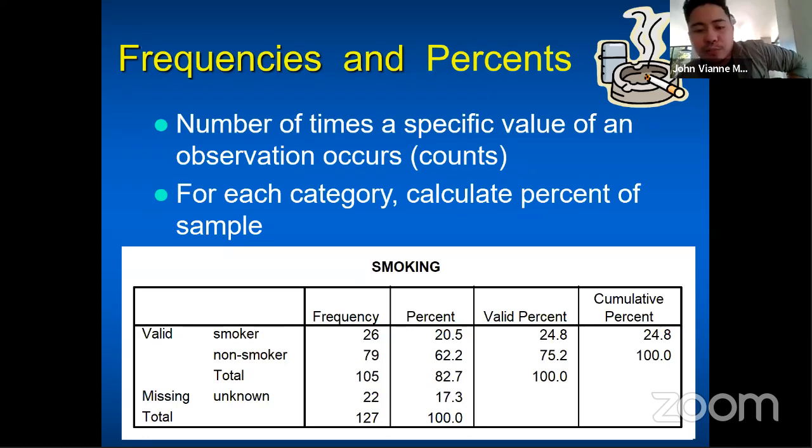So if we wanted to determine the percentage of smokers from non-smokers, what is the representation of smokers from the total sample? We have 26 smokers here. We have 79 non-smokers, a total of 105. We have missing data of 22, so we're going to use valid percent. Between smokers and non-smokers, we found out that smokers constitute 24.8% of the number of valid respondents who participated in the survey, while 75.2% represents those who are non-smokers. Okay, that easy.